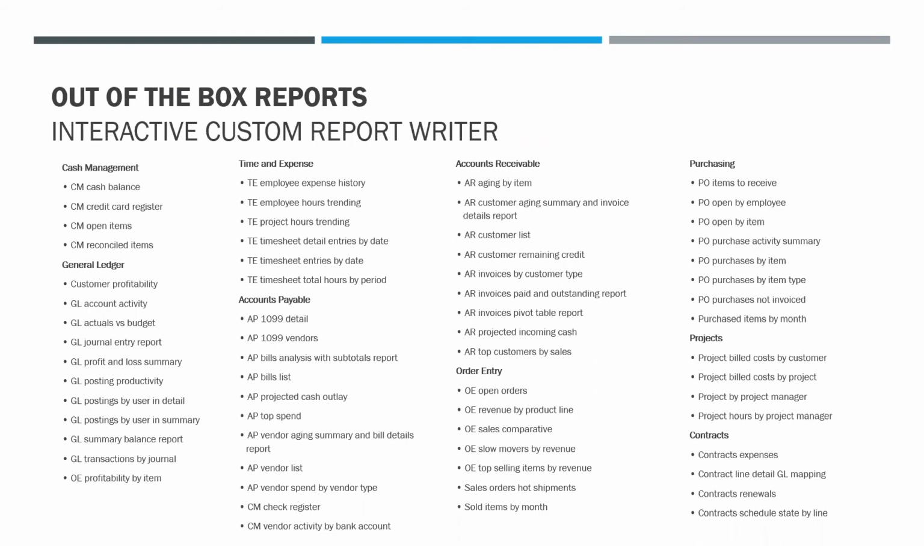So if you have inventory items that you want to break down your aging by those items. Purchasing is another really useful module for ICRW. Items to receive is going to show you your outstanding purchase orders that haven't been received yet. Purchases by item, so we get a lot more detail. And these all come with ICRW and then are modifiable.